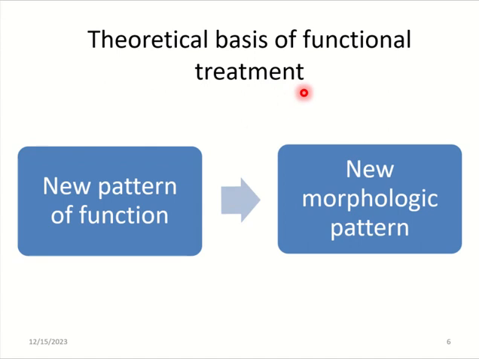So on the theoretical basis of functional treatment, a new pattern of function is elicited. For example, in this case, you're bringing in a class 2 case, you're bringing the mandible forward. In that case, a new pattern of function is created because the patient has to bite forward, close forward, or even when he's articulating, as in speech, he has to open and close in that new pattern, which creates a new morphological pattern at the end of the day.